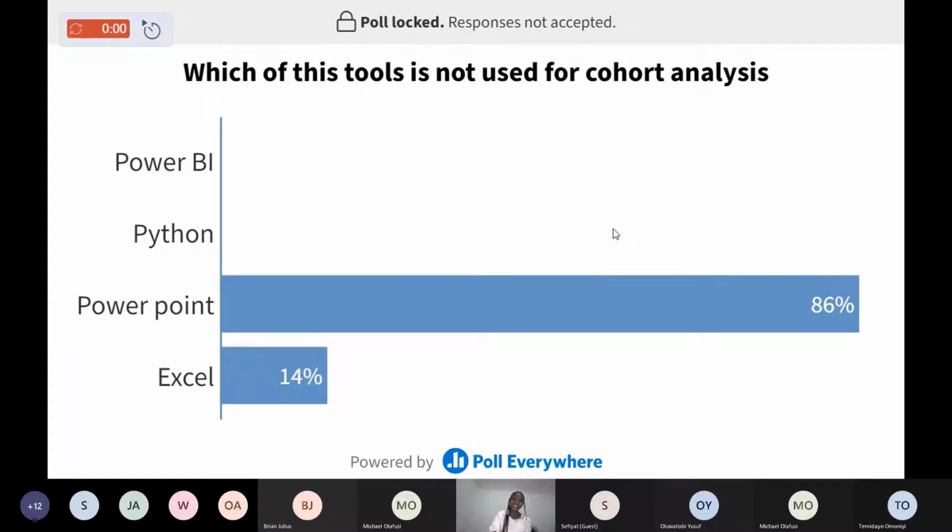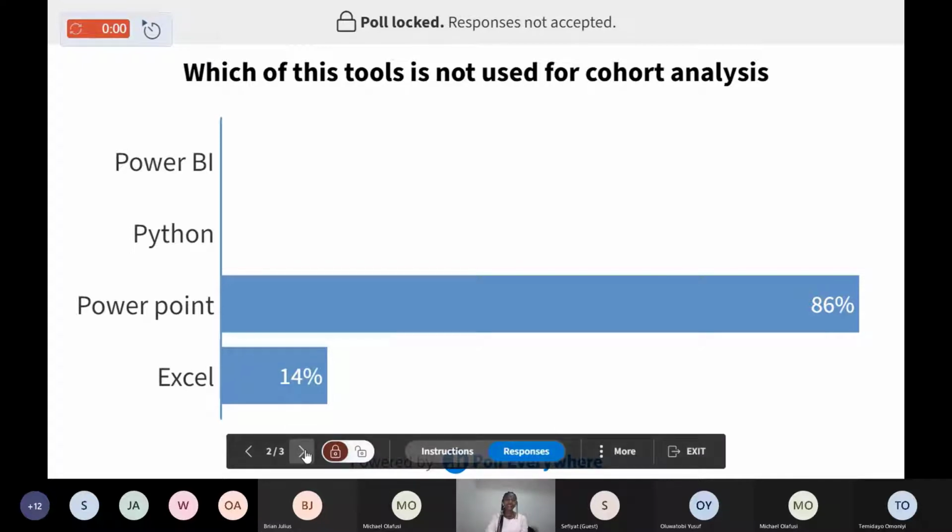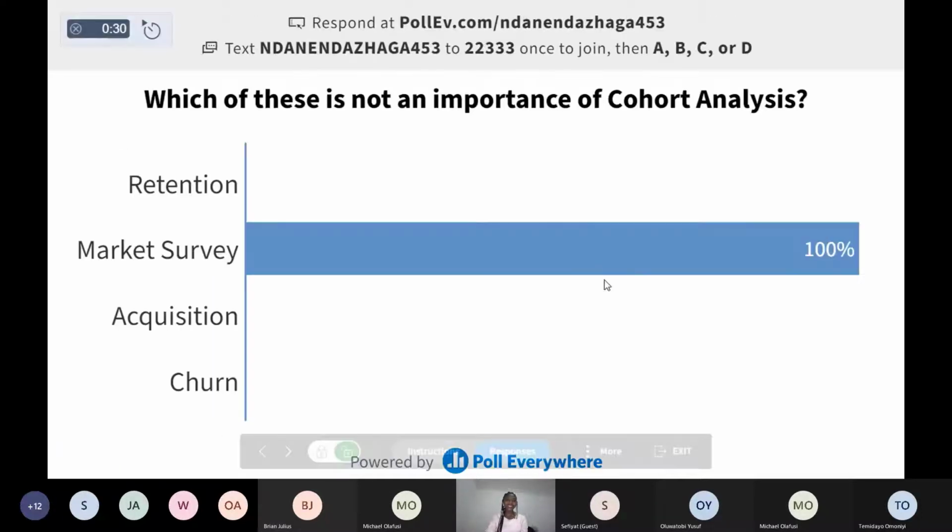So which of these tools is not used for cohort analysis? The answer is PowerPoint. I mentioned you can use Power BI for cohort analysis, Python, and you can use Excel to run cohort analysis. So our answer is PowerPoint. Thank you so much. I'm having fun. I don't know if you're having fun as well.